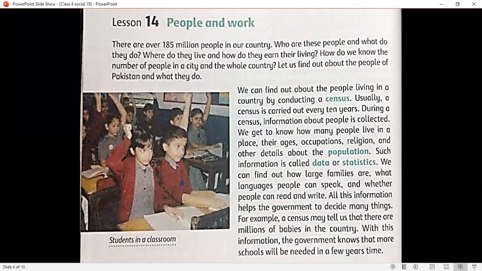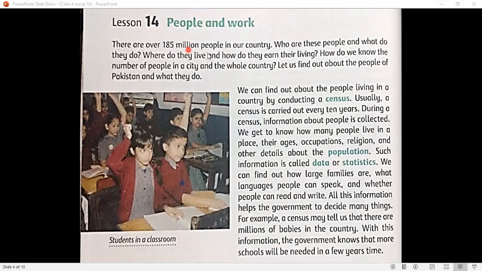People have work to earn an income. Different people have different jobs. For example, doctor, engineer, teacher, carpenters, etc. And some people work in factories as laborers. So you have to study in this lesson about people and their work.